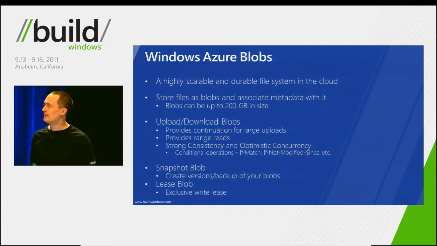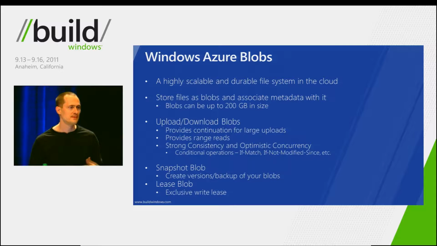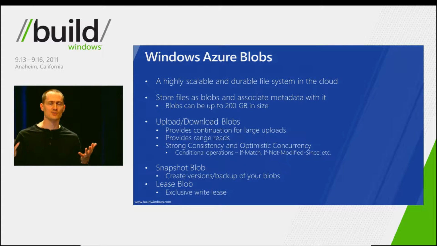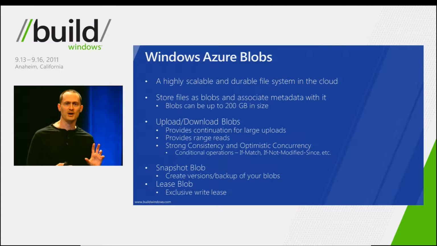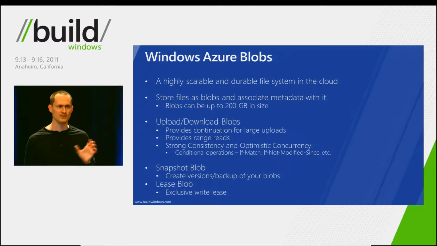Okay. Now for blobs, as I mentioned, you can think of it as the file store in the cloud. We provide efficient means for uploading and downloading content. We actually provide 2 types of blobs. Block blobs are the type of blobs that are typically used for storing those files, and those can be up to 200 gigabytes in size. And we provide efficient ways to do optimistic concurrency because we provide strong consistency, as well as creating snapshots and actually creating leases for your blobs.